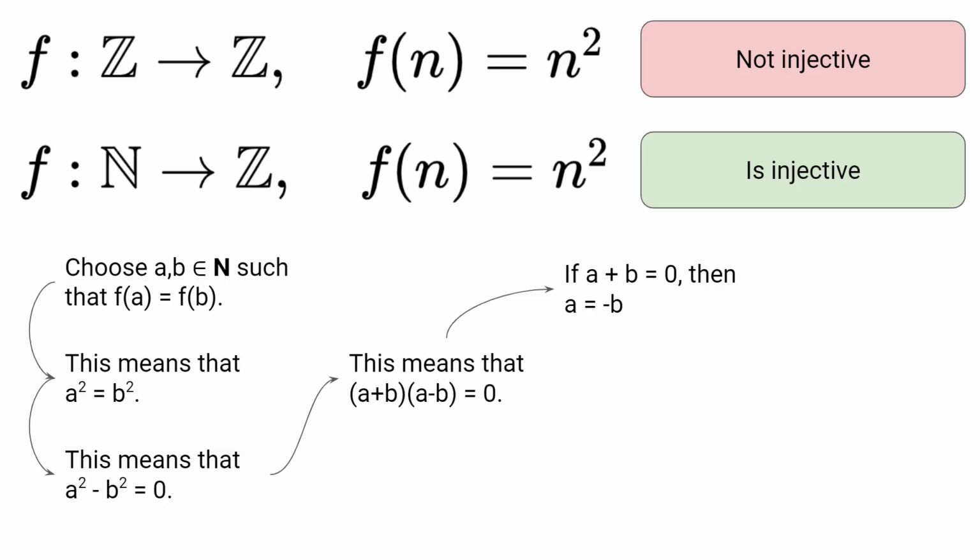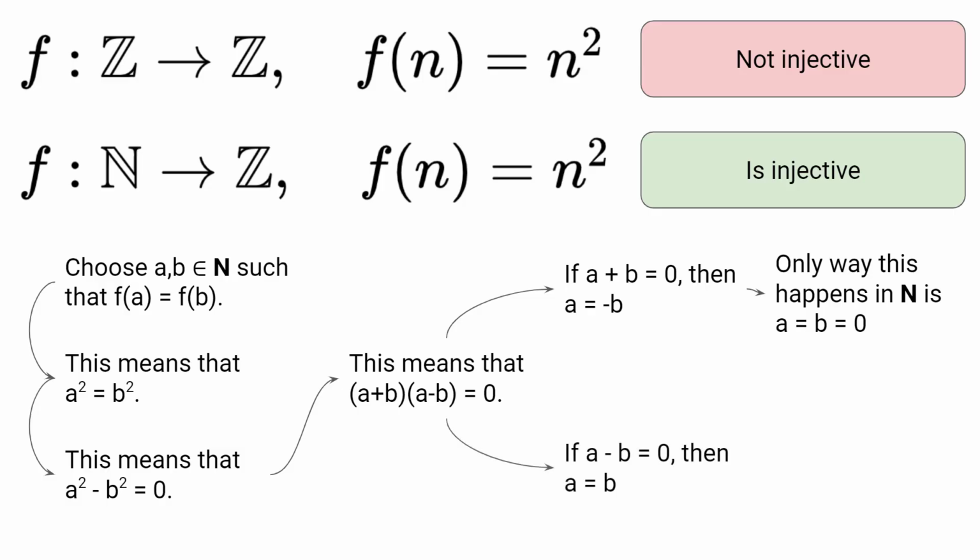The first possibility gives me a equals -b, and that's only possible in the natural numbers if a and b are both 0 themselves, because a and b are natural numbers, not just any integer. And in the second equation, we have a equals b. So in either case, a and b are equal to each other. So that means the function is injective if you use the natural numbers as the domain.